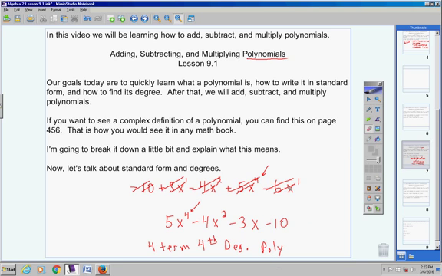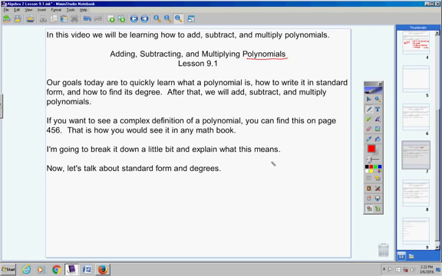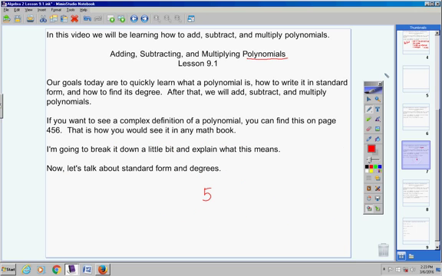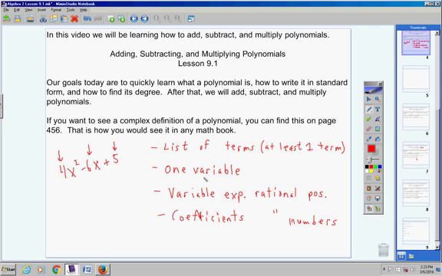And by the way, just for kind of education purposes, is this a polynomial? Is that a polynomial? Yes, it is. The number 5 is, sure it is. Think back to what I taught you. Do we have a list of terms, at least one term? Yes, we have one term. Do I have one variable?